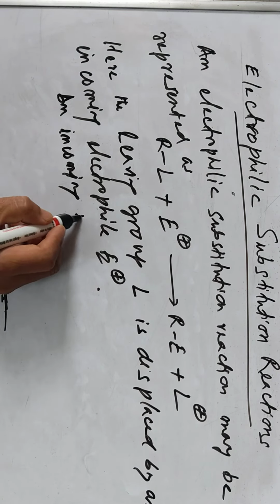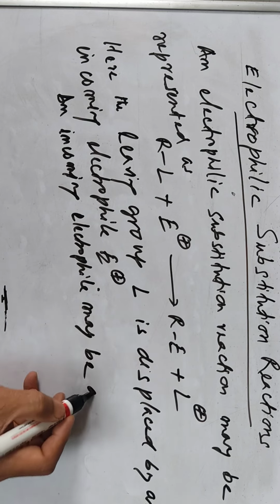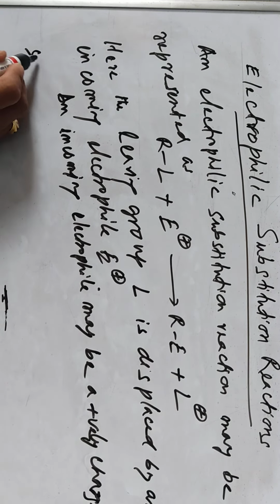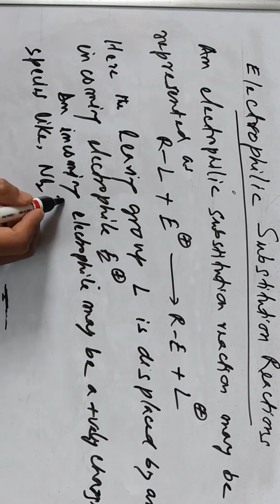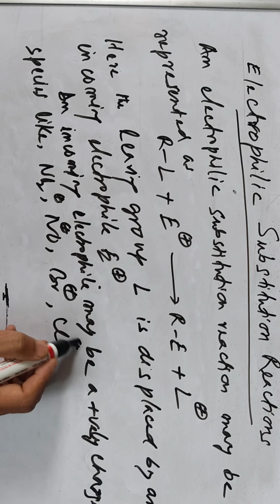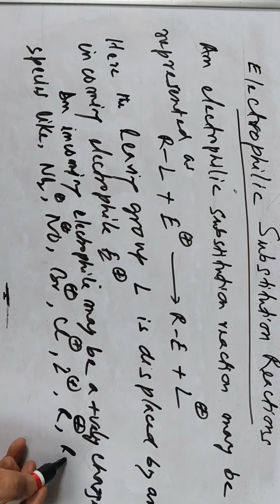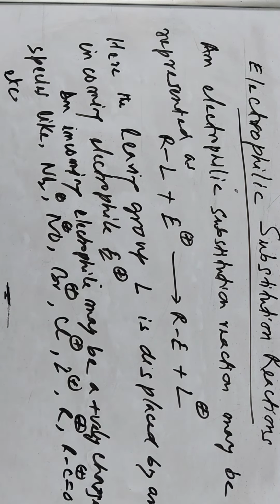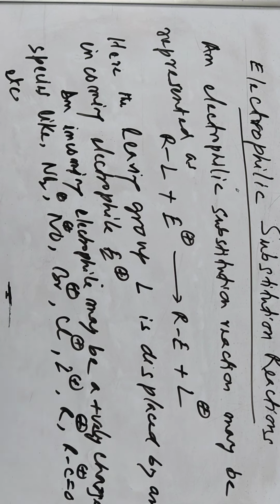The incoming electrophile, not leaving group, E positive, may be a positively charged species like NO2 positive, the nitronium ion, and then Br positive, Cl positive, I positive, R positive, RCO positive, etc. These are the incoming electrophiles, mostly positively charged species like this. We will discuss these one by one.